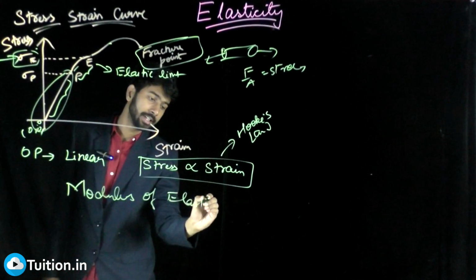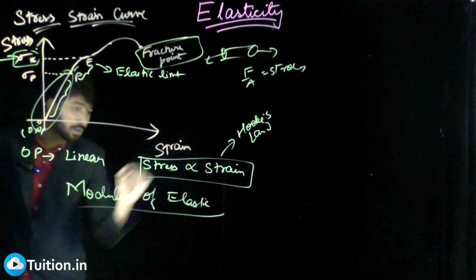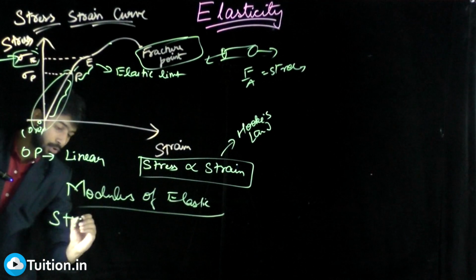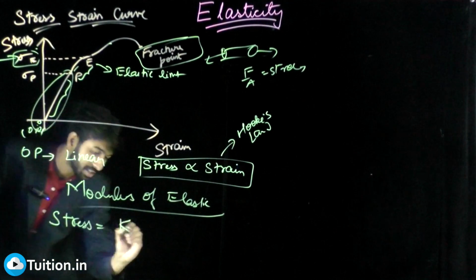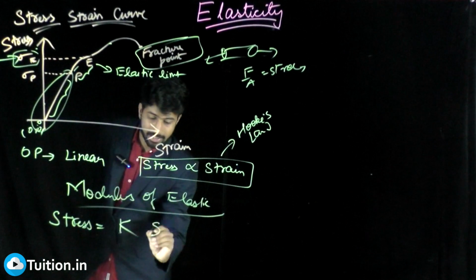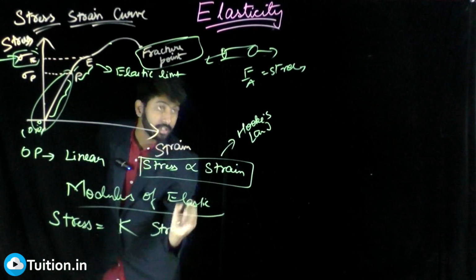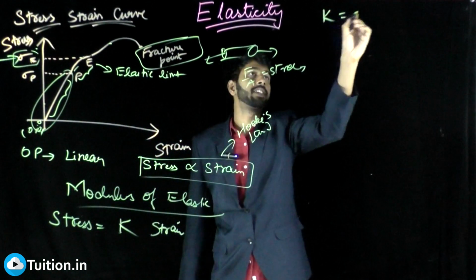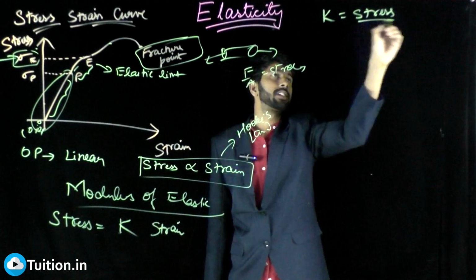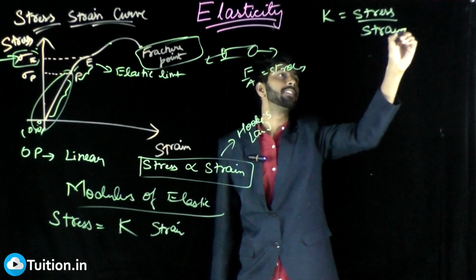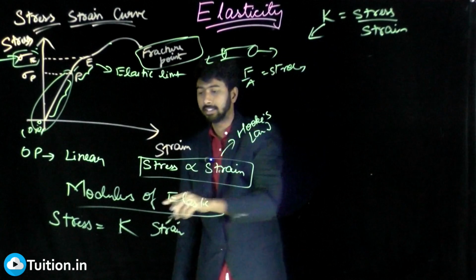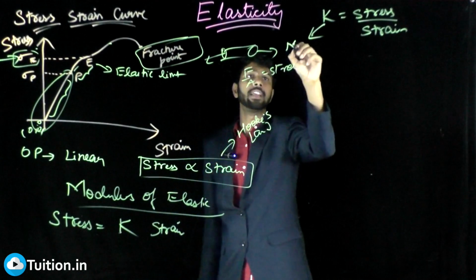So modulus of elasticity is very, very simple. Take Hooke's law: stress is directly proportional to strain. So there will be some constant K which will relate stress and strain. This constant K is basically stress by strain. This constant K itself is the modulus of elasticity, right? It's modulus of elasticity.